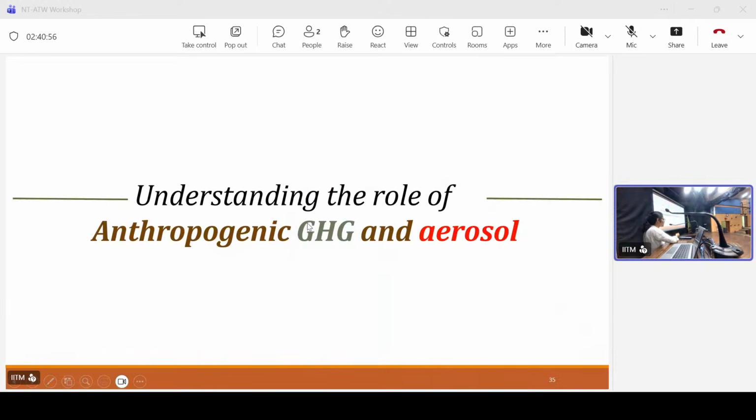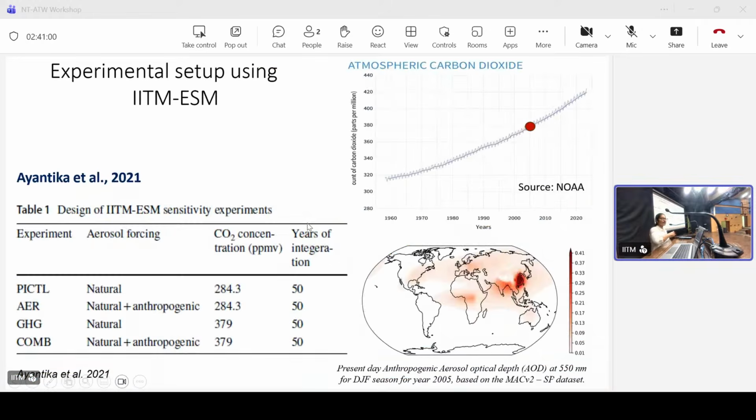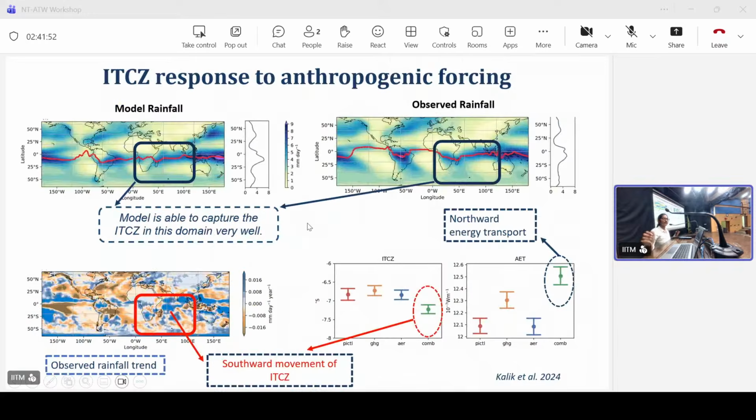So now, where do aerosols and GHG come in? What we did was some experiments using IITM ESM version 2. Here we did an experiment with the basic 1850 conditions for aerosols and greenhouse gases. That is the PICTL. Then we have a present-day aerosol experiment, where we have the natural and anthropogenic aerosols of the present day, but we keep the carbon dioxide at pre-industrial levels. Then we have a greenhouse gas experiment where we have the greenhouse gases at 2005, that is the present-day condition. And we have a combined experiment where we have the present-day natural and anthropogenic forcing. So when we take the difference between these three experiments, AER, GHG, and the combined, with the pre-industrial, we can see how the aerosol, the GHG or the combined forcing changes the circulation and the precipitation.